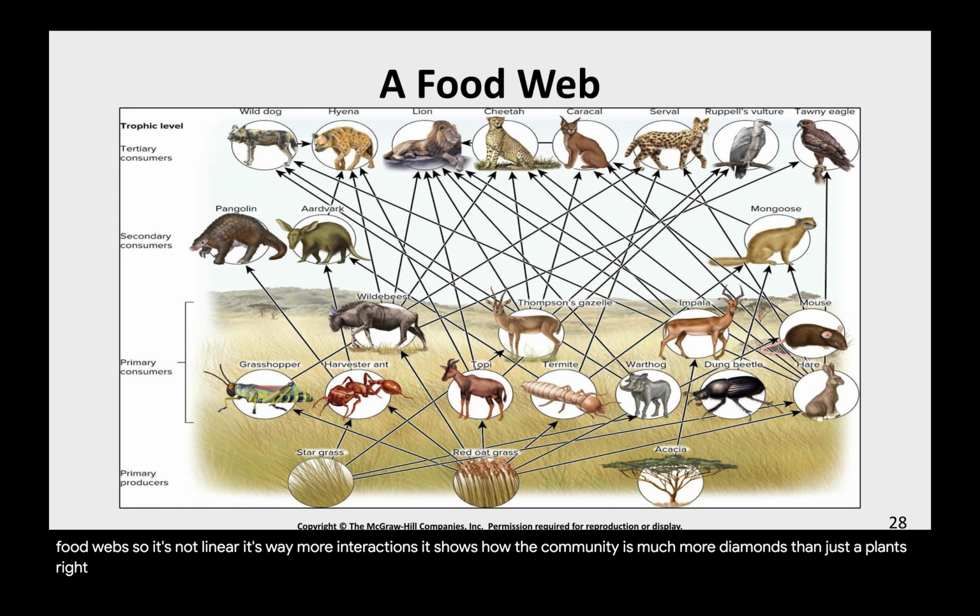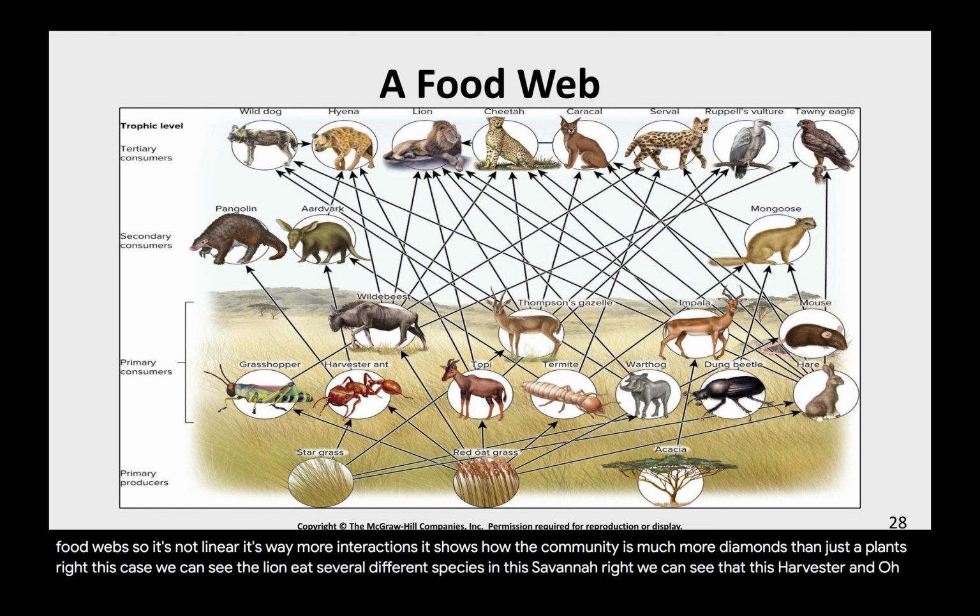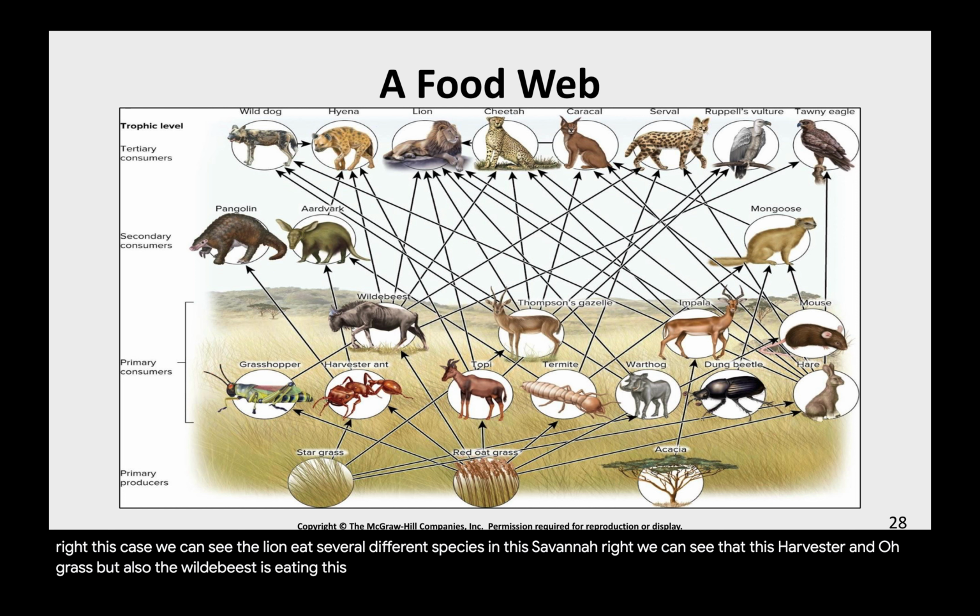In this case, we can see the lion eats several different species in this savanna, right? We can see that this harvester ant eats this star grass and also this red oak grass, but also the wildebeest is eating this red oak grass. Right? There's many different levels and more complexity to it.